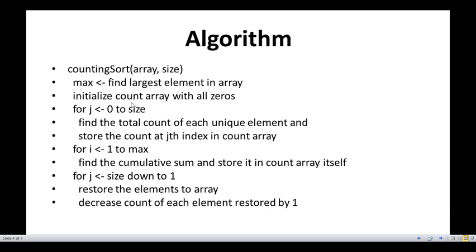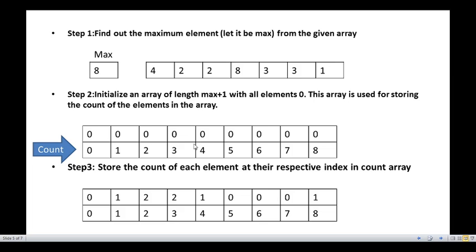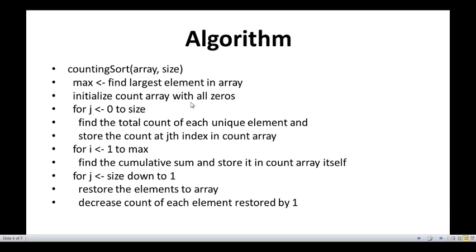Then initialize the count array with all zeros. See here, initialize the count array. Count array for what? Initialize an array of length max plus 1. Here, what is the largest element? 8. But we are starting the array from 0, so assign length plus 1. So the max is 8, so 0 to 8 means a total of 9 elements we want, with all elements 0. Here we are assigning the value 0 to each element.